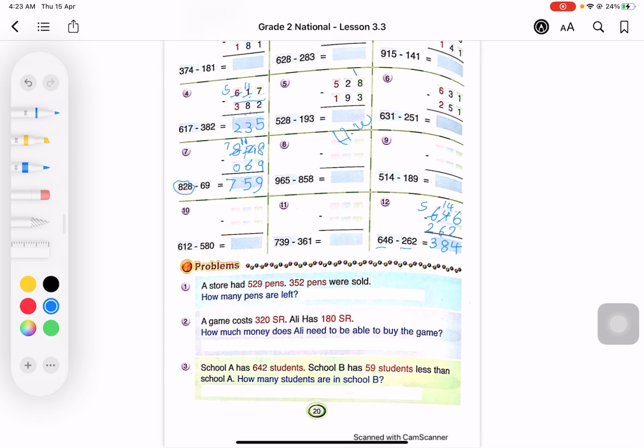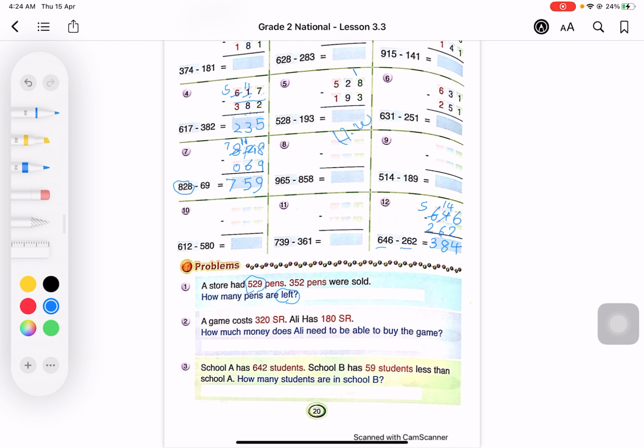A store had 529 pens. 352 pens were sold. How many pens are left? Yani, suppose you have 529 pens, and you give someone some of it. What will happen to your pens? Of course, they will be less. So how to know how much you have left? Left means you need to subtract.